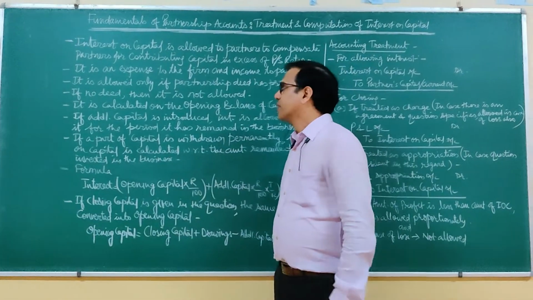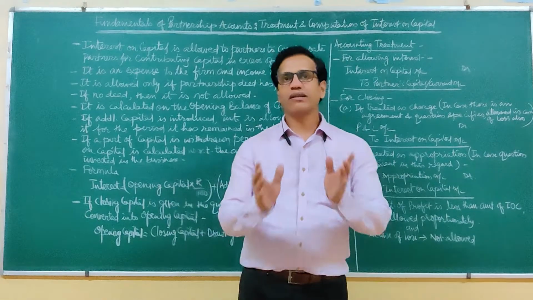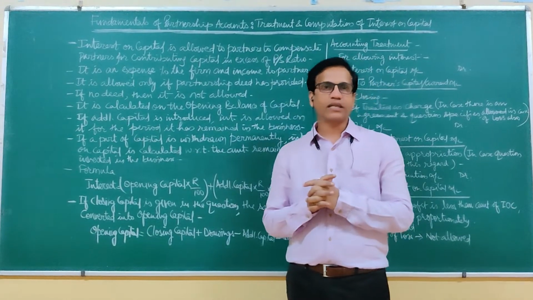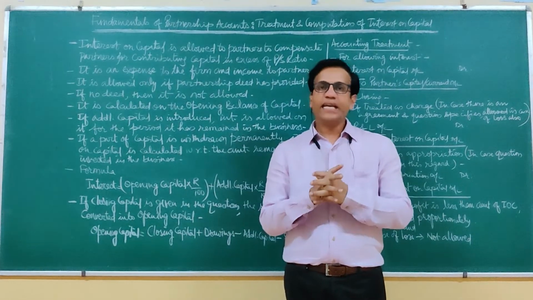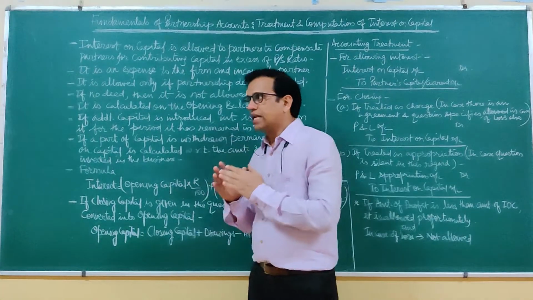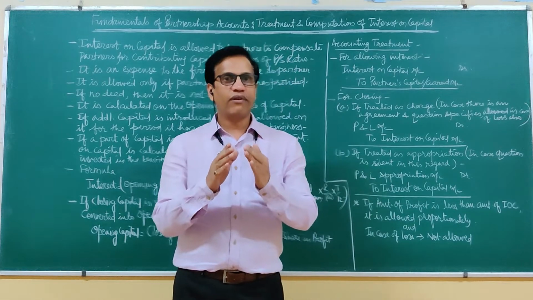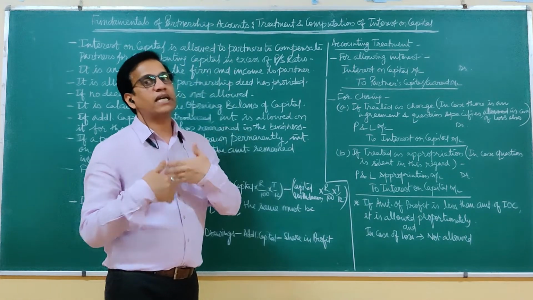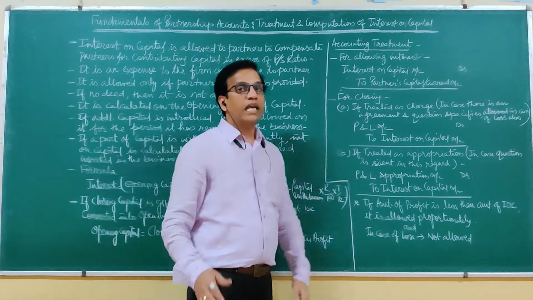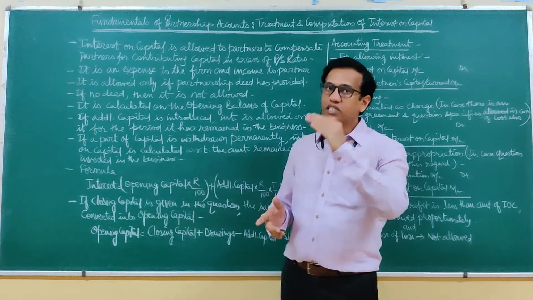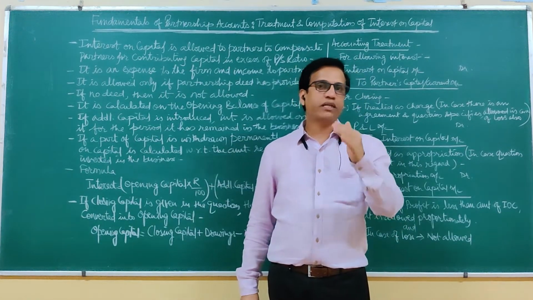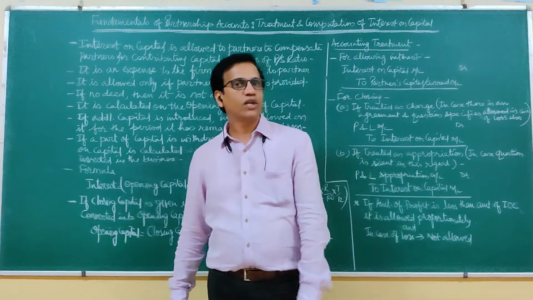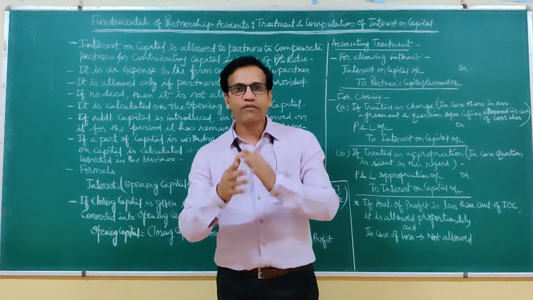In today's video, we are going to discuss special aspects of interest on capital. So far we have studied that interest on capital is an expense for the firm and an income for the partner. It is allowed to the partners only if the partnership deed says so. That means if the partnership deed provides for it, we give it to the partners. If there is no partnership deed, or the partnership deed is there but is silent on the subject of interest on capital, in that case interest on capital is not allowed. This is what we have so far studied.